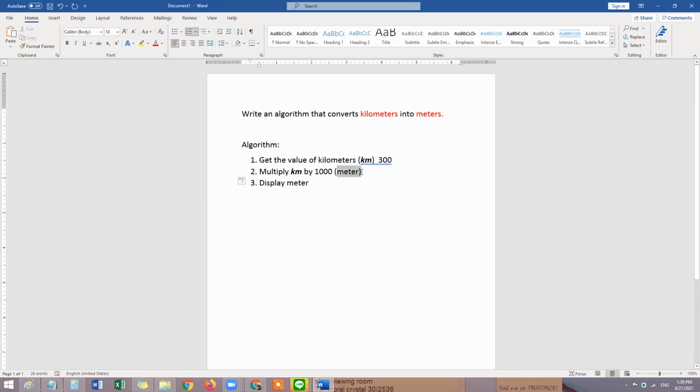So that's it. In this problem, we have two variables, which are km and meter. And we solved the problem on how to convert kilometers into meters. Get the value of kilometers first. So for example, it's 300. Multiply km by 1,000. So it will be 300 times 1,000, which is equal to how much?